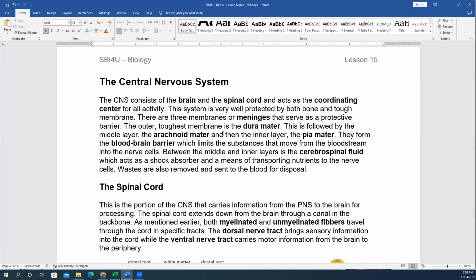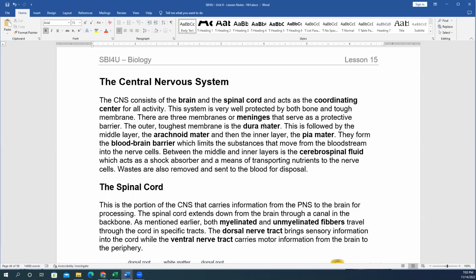You have the outer membrane, which is the toughest one, called the dura mater. Underneath that outer membrane, there is a mid layer called the arachnoid membrane, and then there is the innermost membrane called the pia membrane. Together, these 3 layers of membranes, these meninges, form the blood-brain barrier, which limits what type of substance can move from the bloodstream into the nerves, into the central nervous system.